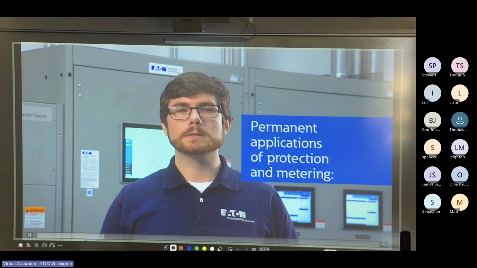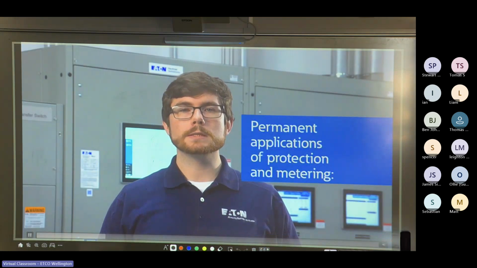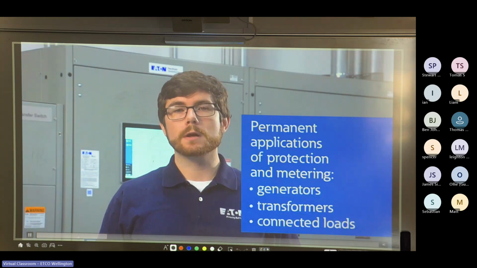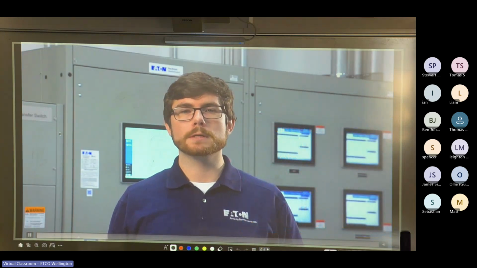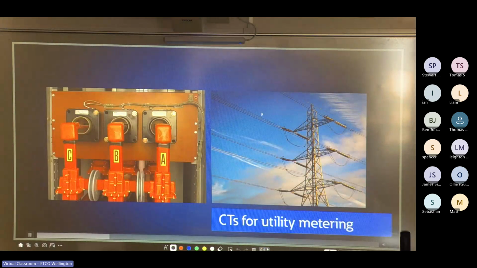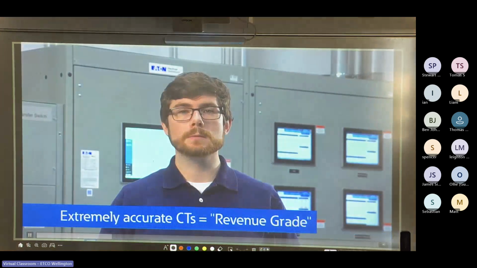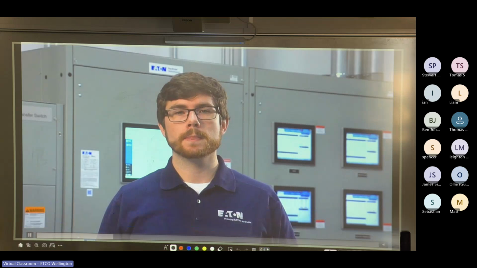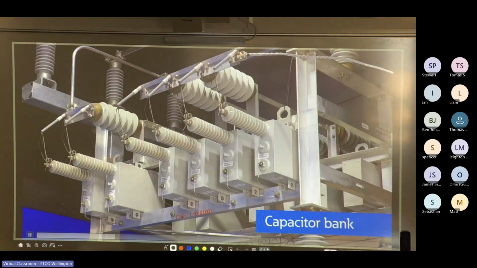For permanent applications like protection and metering, CTs can be found anywhere from generators to transformers to connected loads, or anywhere we want to monitor current flowing in the system. For example, utilities use CTs at their customers' incoming service to monitor the current and power usage for billing purposes. These CTs must be extremely accurate and are considered revenue grade since they are used for billing. Permanent CTs are also used to monitor power and power factor so that real and reactive power can be optimized.